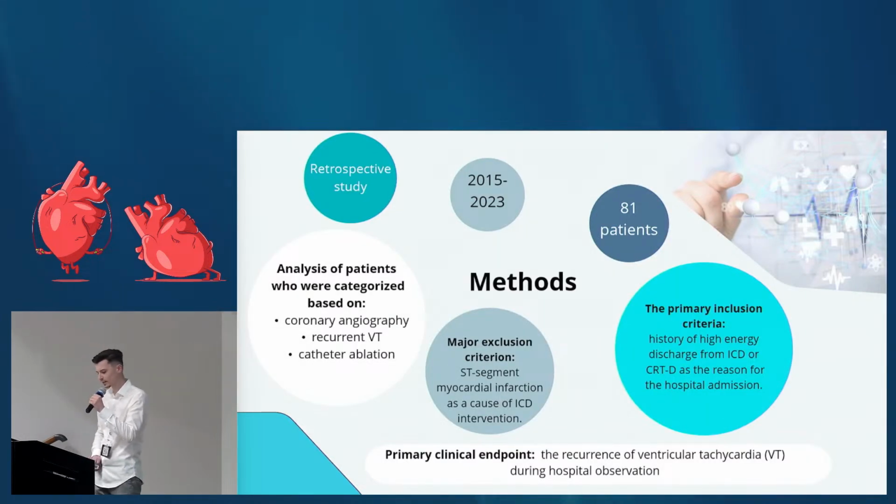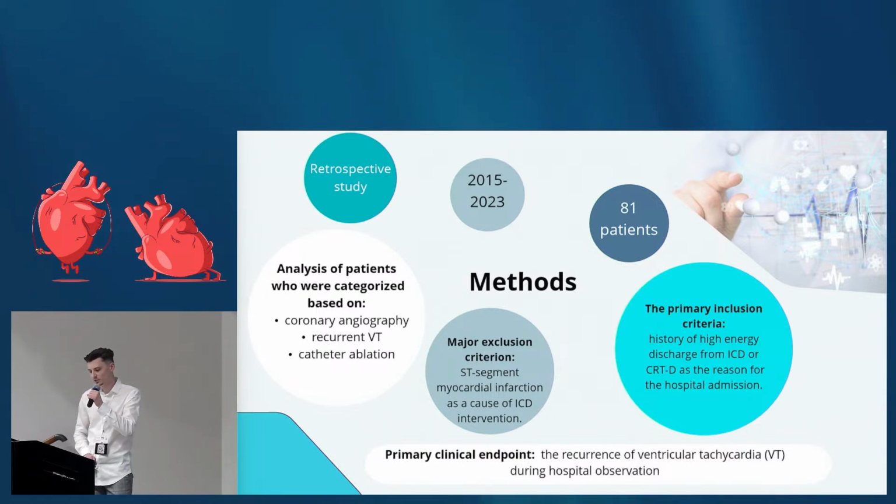Our retrospective study entails 81 patients hospitalized in Upper Silesian Medical Center in Katowice between 2015 and 2023. The primary inclusion criterion for the study was a history of high-energy discharge as the primary reason for hospital admission. The major exclusion criterion was ST segment myocardial infarction as a cause of ICD intervention.